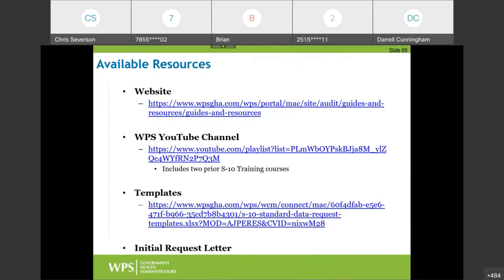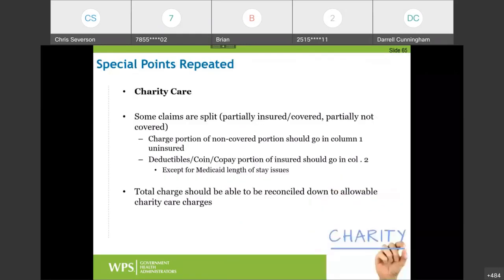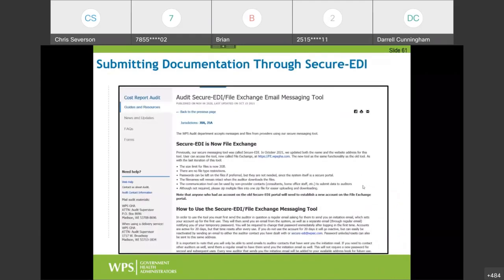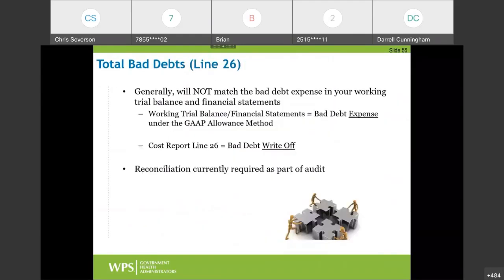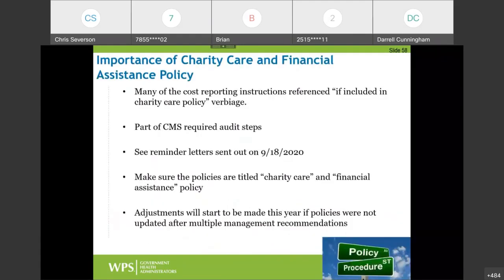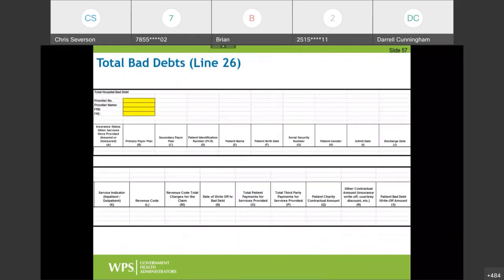And let's see, how can this allowable bad debt and charity be determined in the listings? Oh, you're probably talking about the total amount, maybe. So let me go back to the listing here. The bad debt that we're looking for is going to be right here. There's going to be a total at the very bottom, a total column. And column S would be what we're looking for for the bad debt.